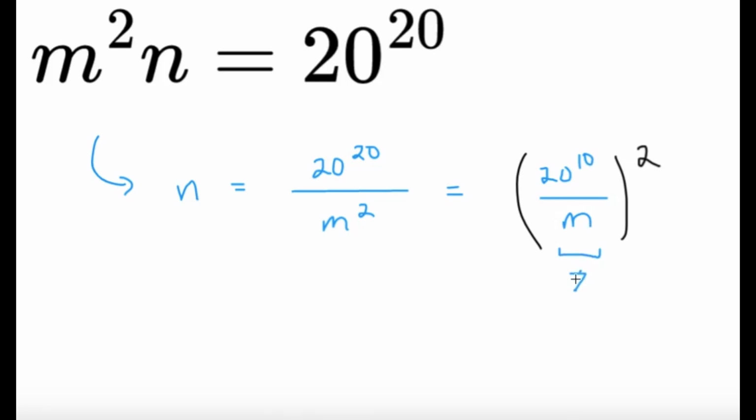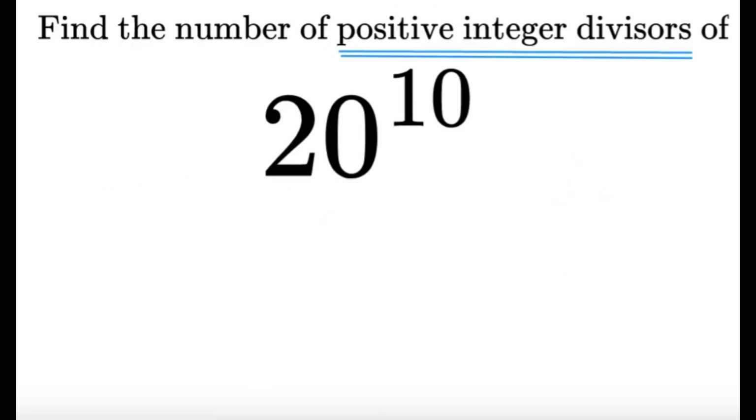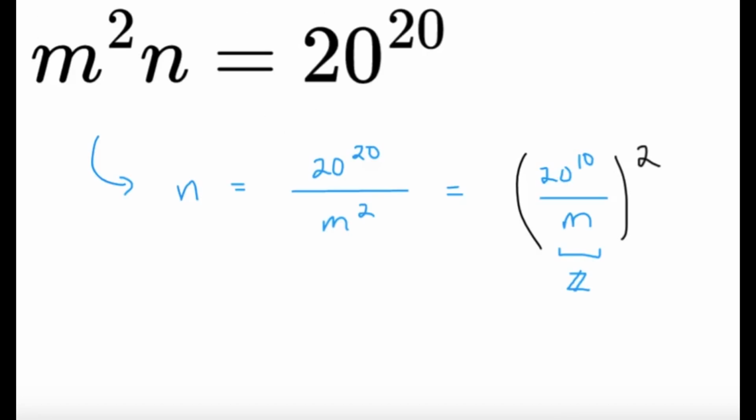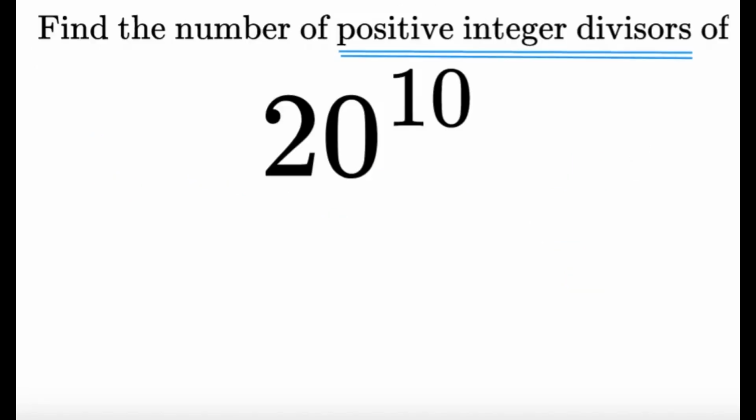And it should be obvious that 20 raised to 10 over m, the thing inside the parentheses, must be an integer. So what we have to do is simply solve for the number of possible values of m such that this thing inside is going to be an integer. Because n is just the square of this thing, so surely n will also be an integer. So this question reduces to a new question: find the number of positive integer divisors of 20 raised to 10, since we're dealing with positive integers m and n. So all we have to do is make sure that this expression is a positive integer, to be exact. So we're going to check the number of positive integer divisors of 20 raised to 10.